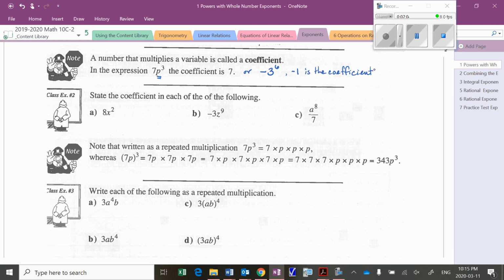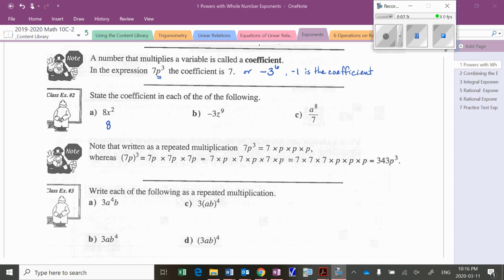Okay, so for class example number 2, state the coefficient for each of the following. That is the value that's being multiplied by the power. So for A, of course, we're looking at 8. And if you want to hit pause and go through B and C on your own and then come back, that would be great.